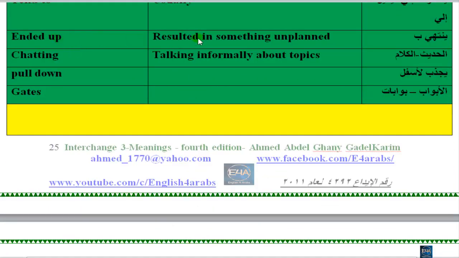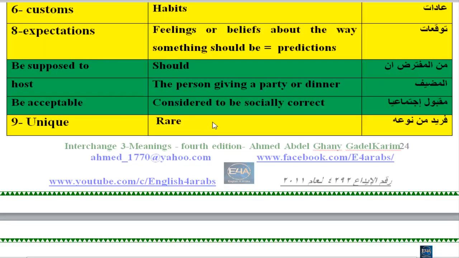Ended up, resulted in something unplanned. Chatting, talking informally about topics. Now, let's get started. 6. Customs, habits. 8. Expectations, feelings or beliefs about the way something should be.